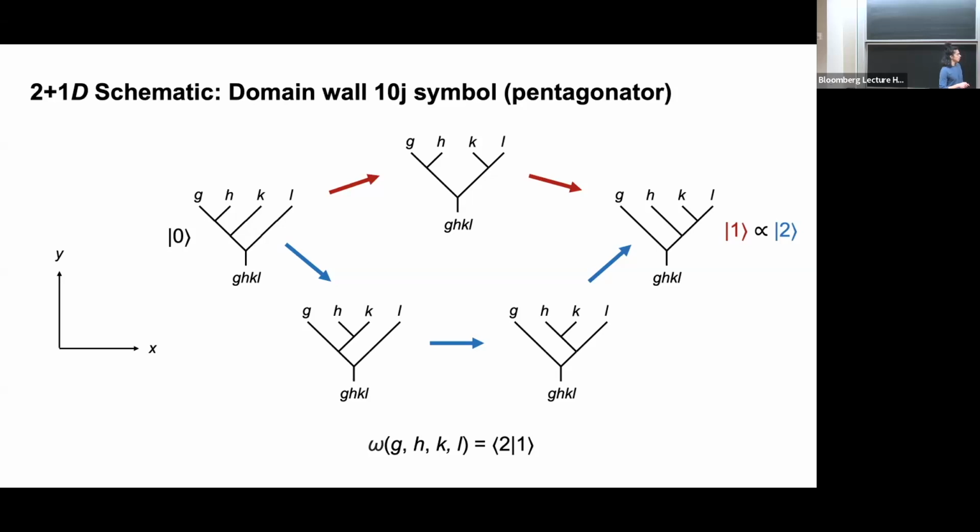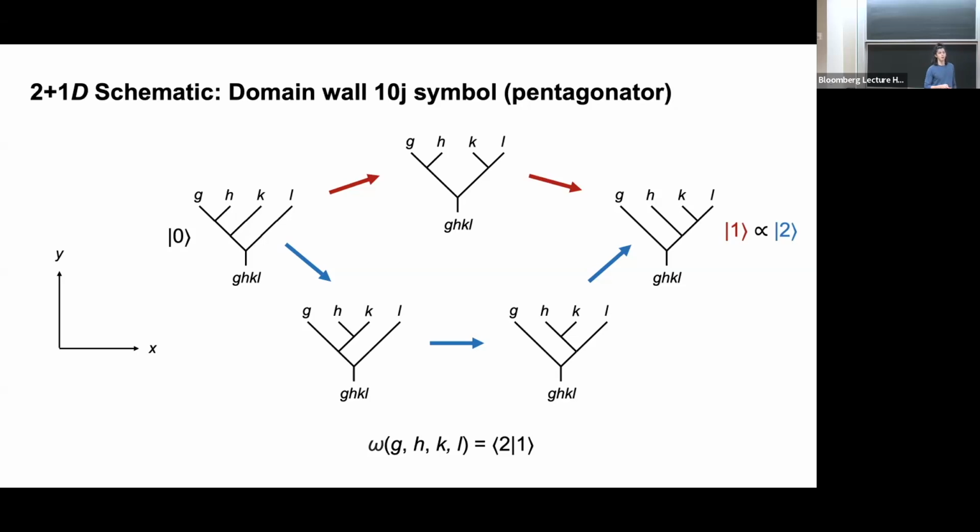So on one hand, there's this process in red where we start with state 0 and form the domain walls in this way. We move the K domain wall here, and then we move the H domain wall there, and thus obtain state 1. We do a similar thing along the bottom of the pentagon to obtain state 2. Then the 4-cocycle omega is defined as the phase difference between these two states.